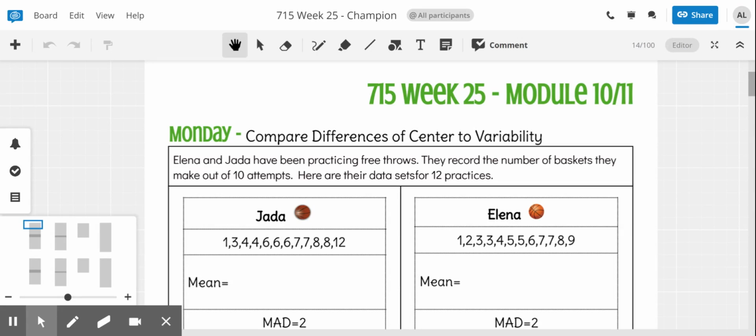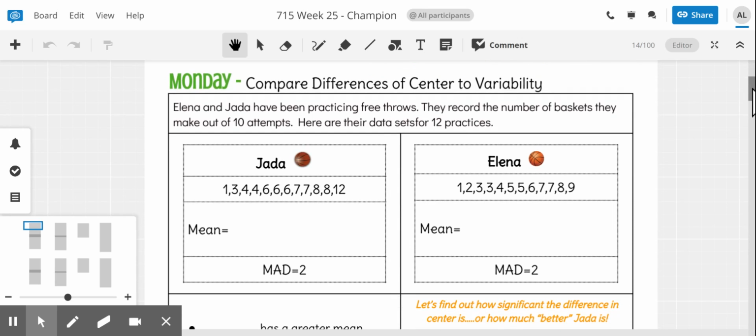We're continuing with comparing variabilities of centers of data. So in today's lesson, we're going to be looking at two data sets and trying to figure out how much they vary from their middle. So let's take a look at the first one. Elena and Jada have been practicing free throws. They record the number of baskets they make out of 10 attempts. Here are their data sets for 12 practices.